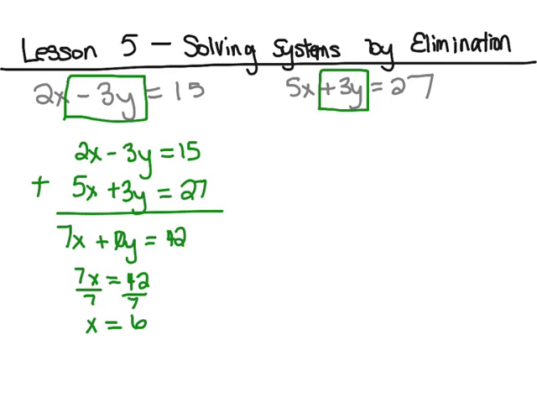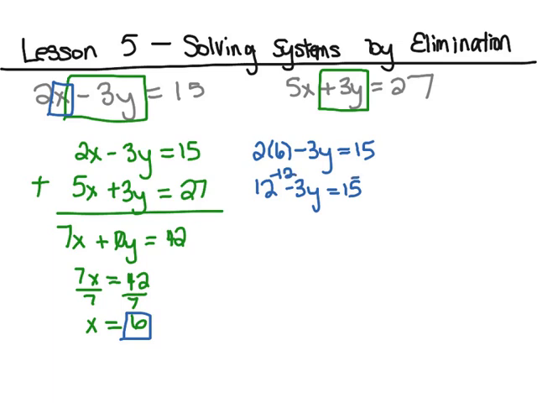Now to find your y, it's the same as before. You're going to substitute 6 in for x, and solve for y. So 2 times 6 minus 3y equals 15. 2 times 6 is 12, minus 3y is 15. Subtract 12 from both sides, and negative 3y is equal to positive 3. Divide both sides by negative 3, and y is equal to negative 1. So our solution is x equals 6, y equals negative 1.